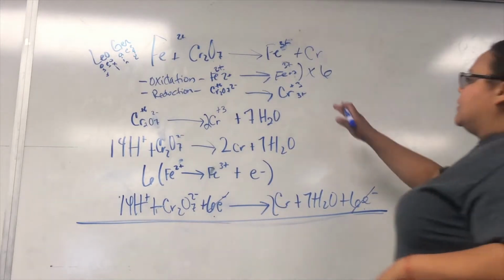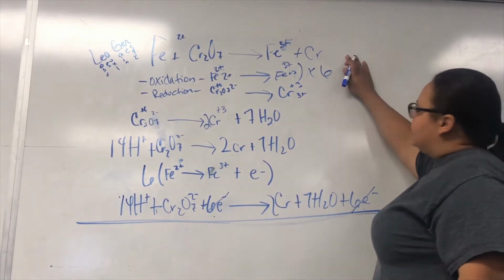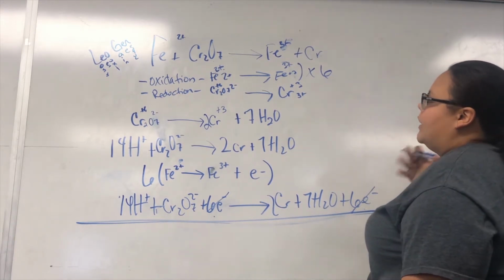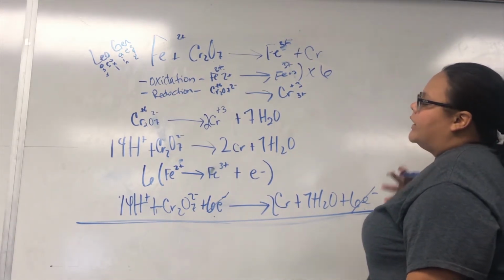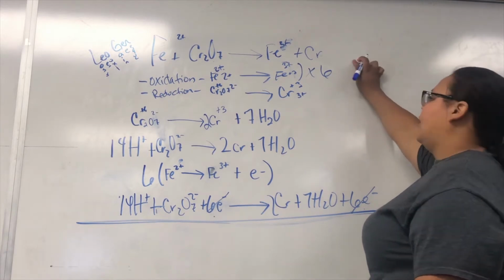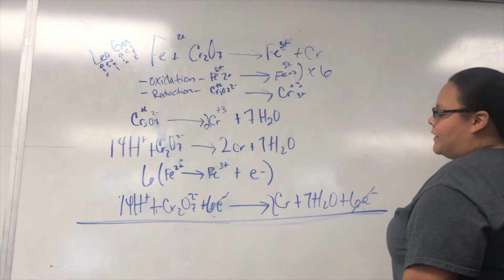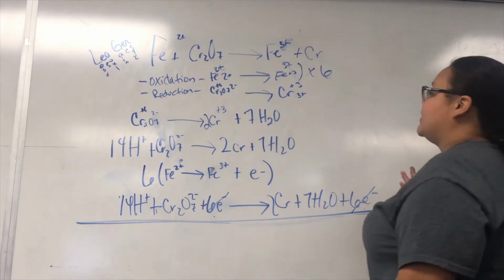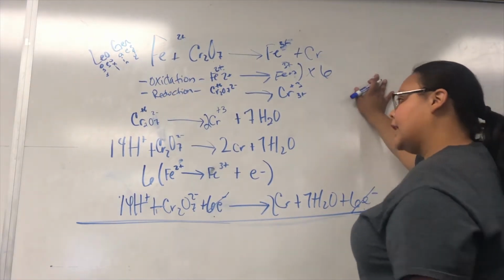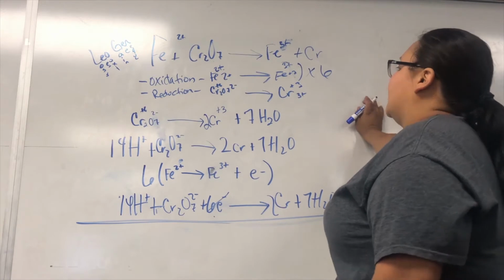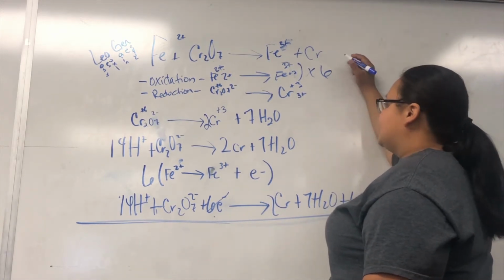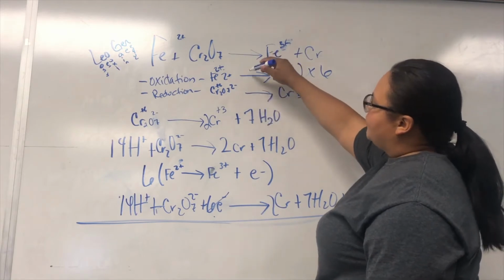Okay, so we talked about balancing redox reactions. And this is an example from the book that I copied off. I wanted to do it myself since I didn't understand this part of the chapter. And so let's start. The first step in balancing the equation is we have to separate both reactions.